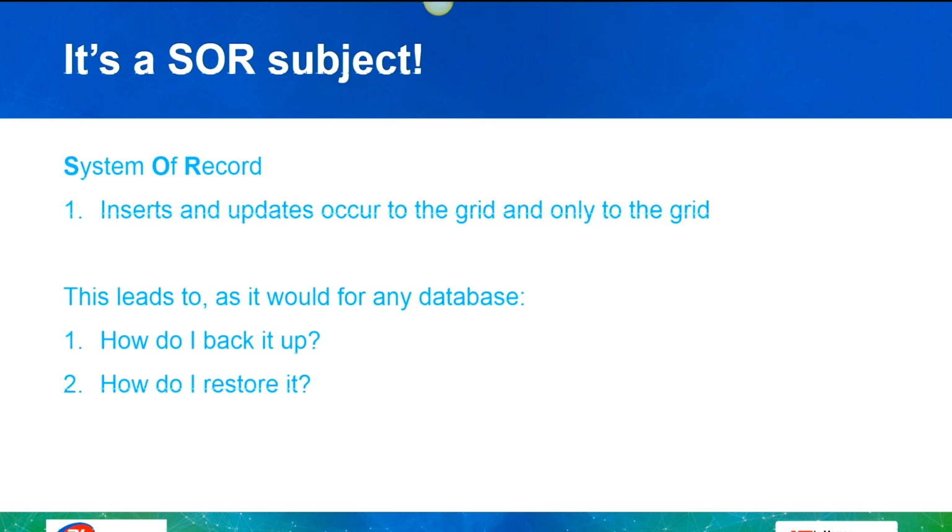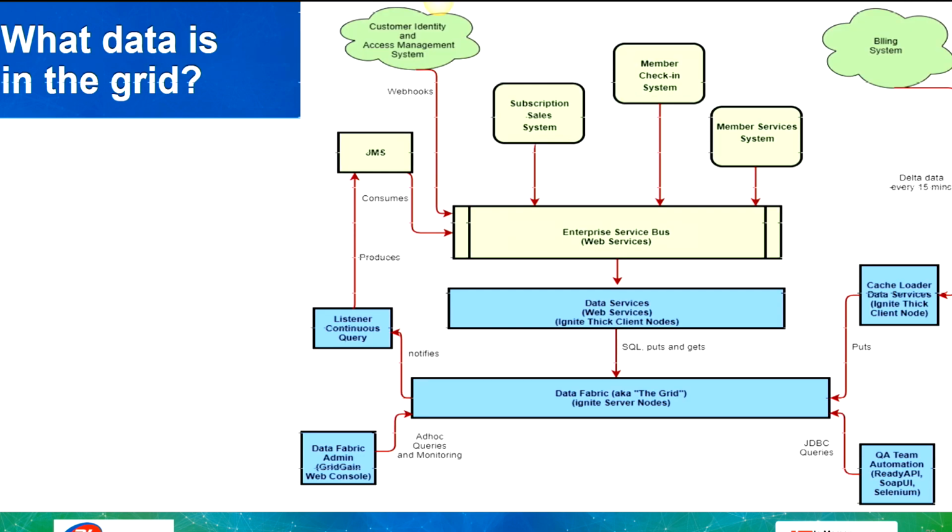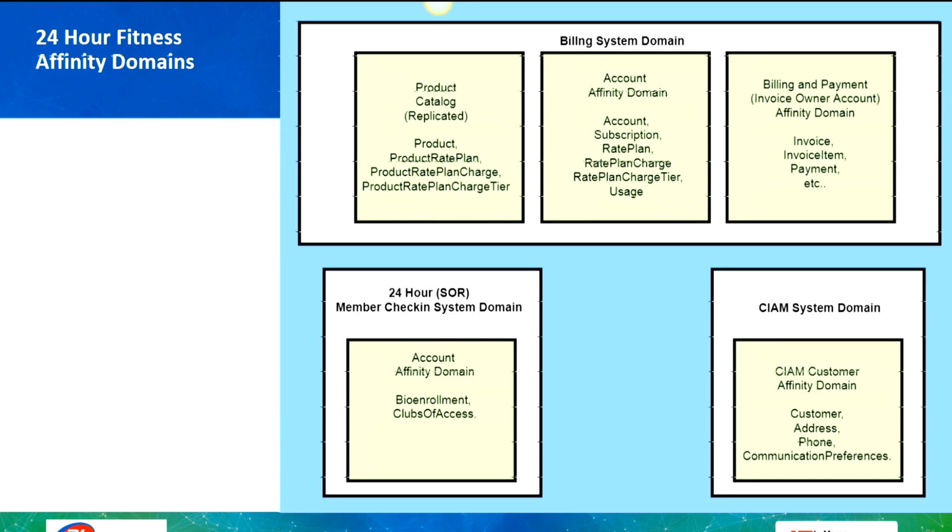So system of record, I alluded to this, but we're actually storing data for our member check-in app. We have your bio-enrollment data in here, and every club check-in that you do is saved here. And the key is, it's here and nowhere else. It's not in a SaaS system, it's not in a database. So we are using the grid as a system of record or as an in-memory database.